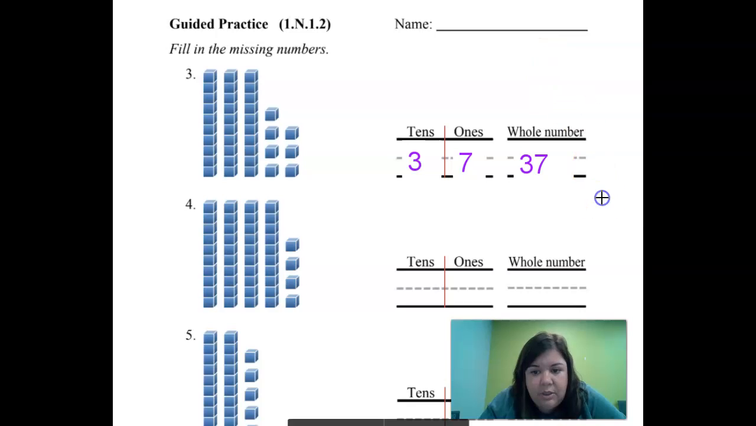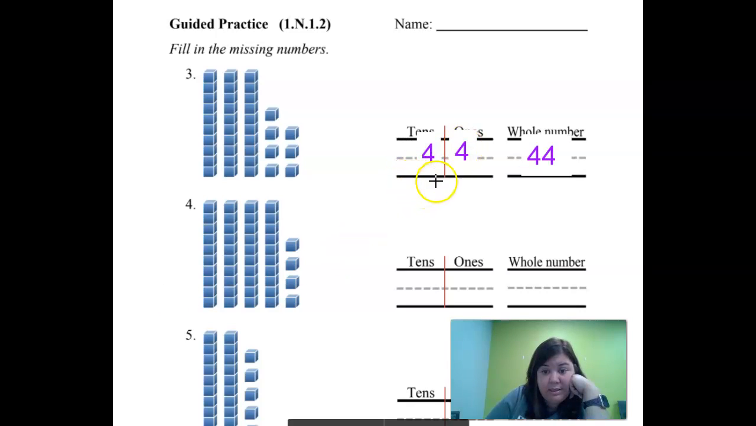Okay, on this one you're going to do all by yourself. Pause your video and do number 4. Make a tens and a ones column and a whole number place. And see if you get the same answer I do. So pause the video and try on your own.